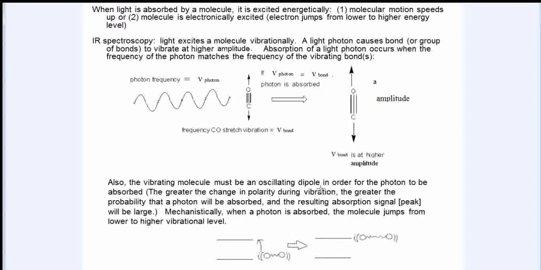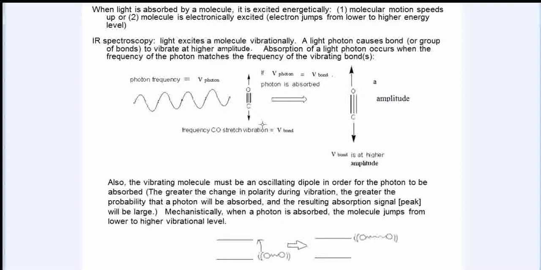To explain this further, look again at the carbon monoxide molecule. Carbon monoxide, CO, is a polar molecule. The carbon bears a partial positive charge and the oxygen a partial negative. That's because the oxygen is more electronegative than carbon. Now, during a vibration cycle, as the CO bond lengthens and shortens, its dipole moment is going to increase and decrease. In other words, it's changing, and thus it becomes an oscillating electric field, and it can absorb a light photon.